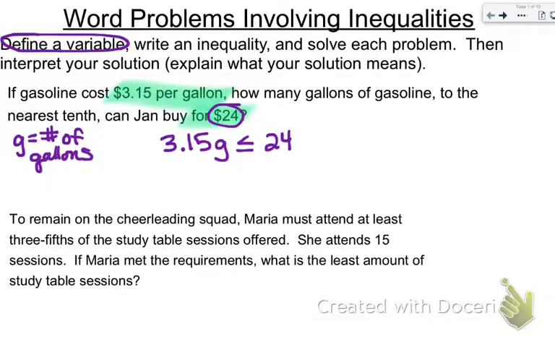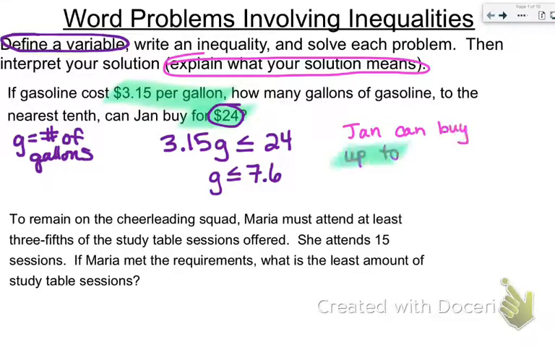Now we need to actually solve it. Divide both sides by $3.15, and when we round, we get about 7.6, because it did say round to the nearest tenth. But what does this mean in context? It means that Jan can buy up to 7.6 gallons. So she can buy less than that, but she just can't buy more than that.